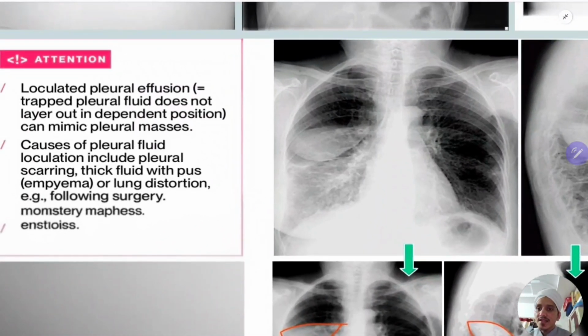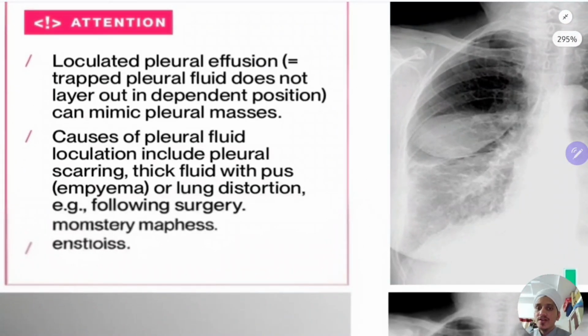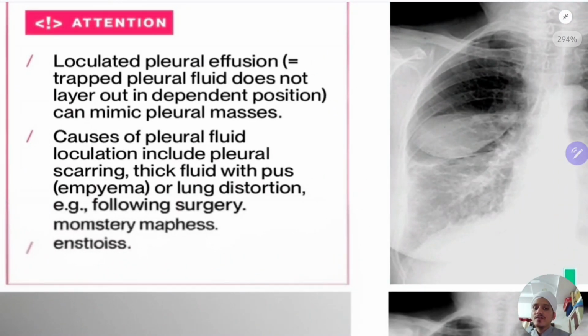Now we'll see some other X-rays. So X-rays of loculated pleural effusion. So what is loculated pleural effusion? It is trapped pleural fluid, does not layer out in dependent position. This is important. Okay. This can mimic pleural masses. Causes of pleural fluid loculation include pleural scarring, thick fluid with pus, nothing but empyema, or lung distortion following surgery.